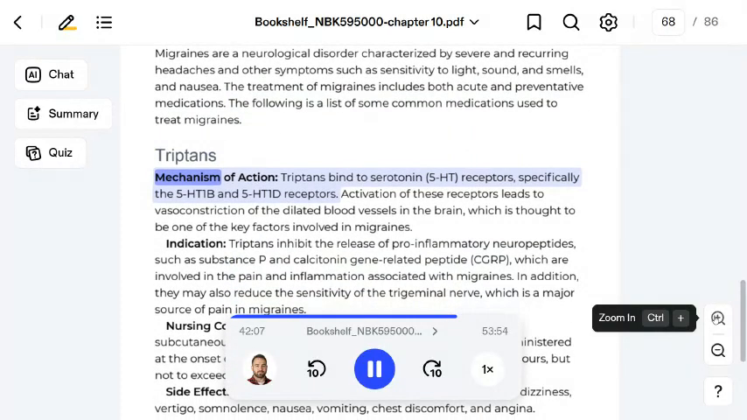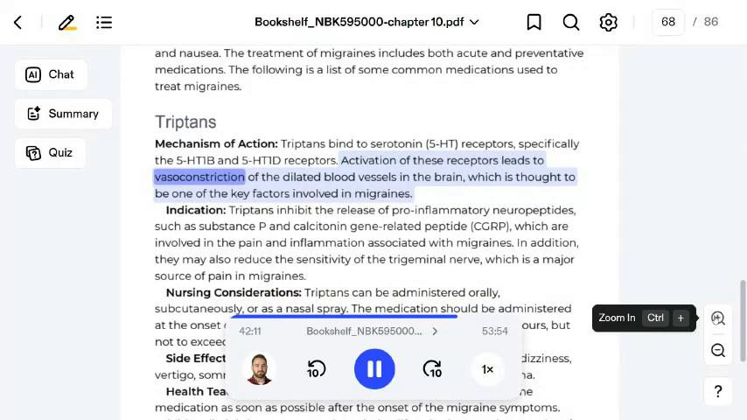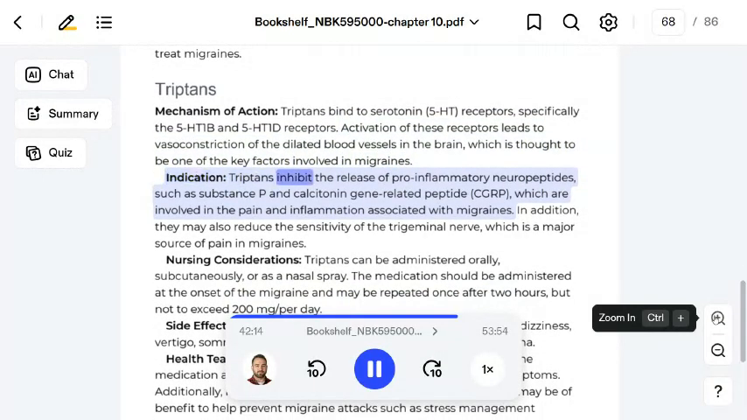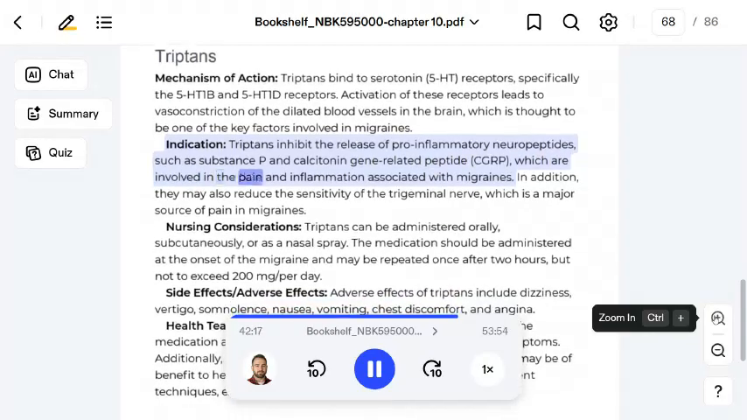Triptans. Mechanism of action: triptans bind to serotonin receptors, specifically the 5-HT1B and 5-HT1D receptors. Activation of these receptors leads to vasoconstriction of the dilated blood vessels in the brain, which is thought to be one of the key factors involved in migraines. Indication: triptans inhibit the release of pro-inflammatory neuropeptides, such as substance P and calcitonin gene-related peptide, which are involved in the pain and inflammation associated with migraines.